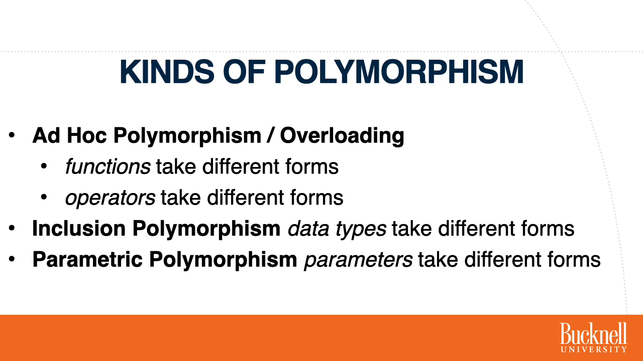Kinds of polymorphism include ad hoc polymorphism, also known as overloading, which is when functions can take different forms, or operators can take different forms. Inclusive polymorphism, which is when data types can take different forms, and parametric polymorphism, which is when parameters can take different forms.